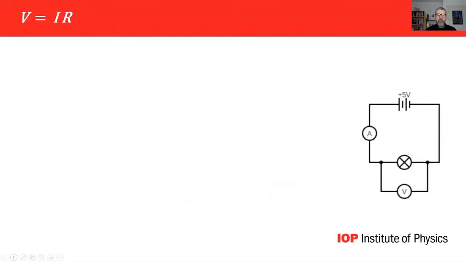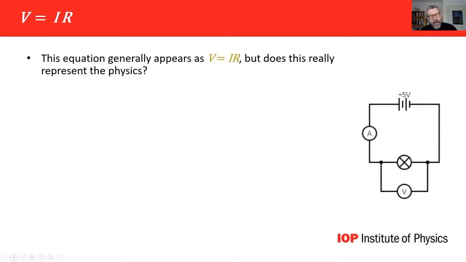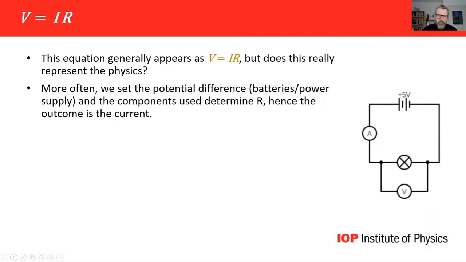So let's start off by looking at one of the most famous equations in all of physics. V equals IR, potential difference is current times resistance. It's a peculiar equation because actually, though it appears often as V equals IR, does it really represent the physics that we're often teaching? Let me put this to you.